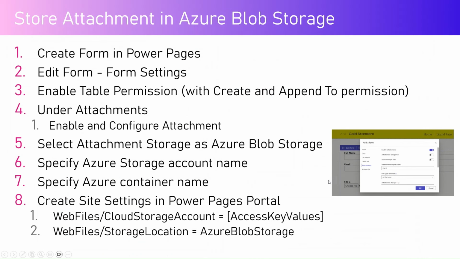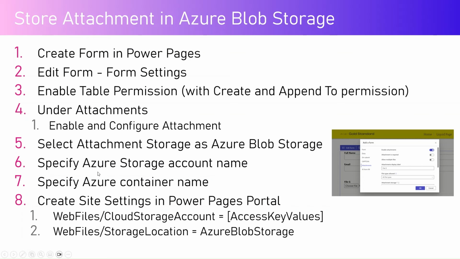Now the steps to store the attachment in blob storage: you need to do something in Power Pages, and you need to do something in Microsoft Azure. First, we create a form in Power Pages. We edit the form settings. We enable table permission, because it's important to set a table permission. The document we are going to upload will be against a specific record, and that record should have the create and append to permission for the user who is uploading that file. Under attachment, we can enable and configure the attachment. We can select the attachment storage as Azure Blob Storage.